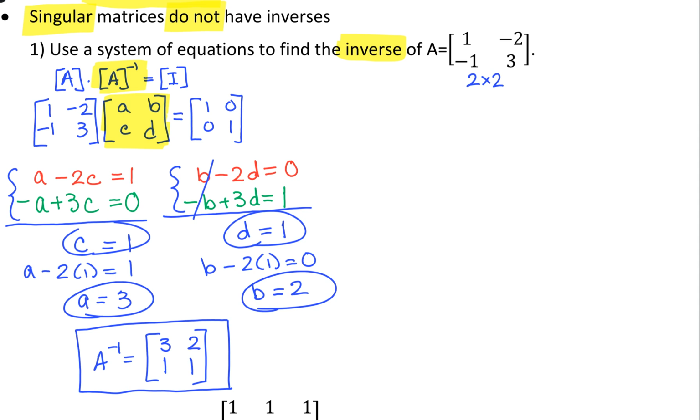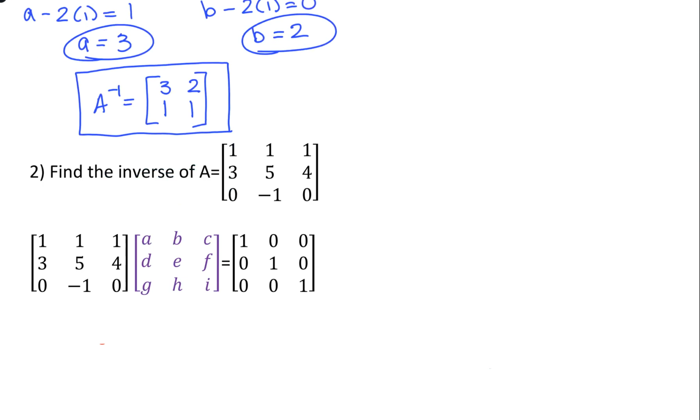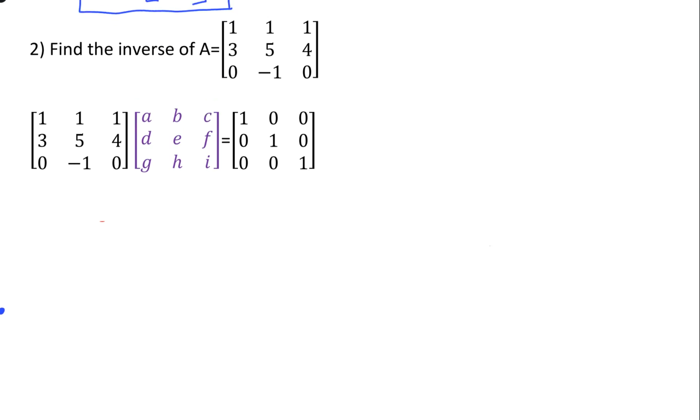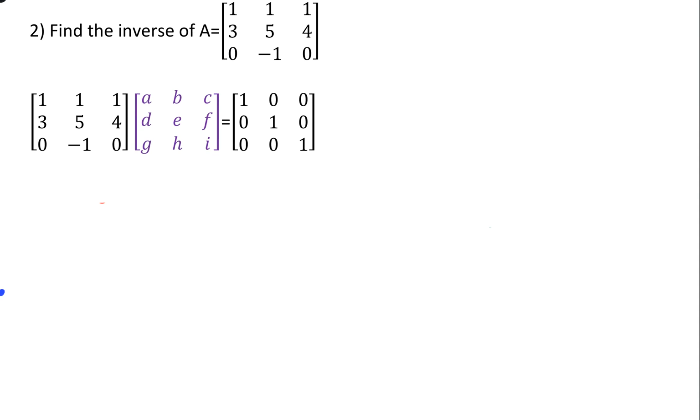All right, so that was pretty straightforward for a 2 by 2, not too difficult. Now we're going to move on to a 3 by 3 matrix, and we're going to start it off the same way. We just have to find the inverse of matrix A here. So the inverse of matrix A means that we're going to set up an equation. So this is matrix A. This is going to be the inverse of A, and that's going to equal the identity matrix, which is a 3 by 3 matrix. We can see that we have 1s on the main diagonal and 0s everywhere else.